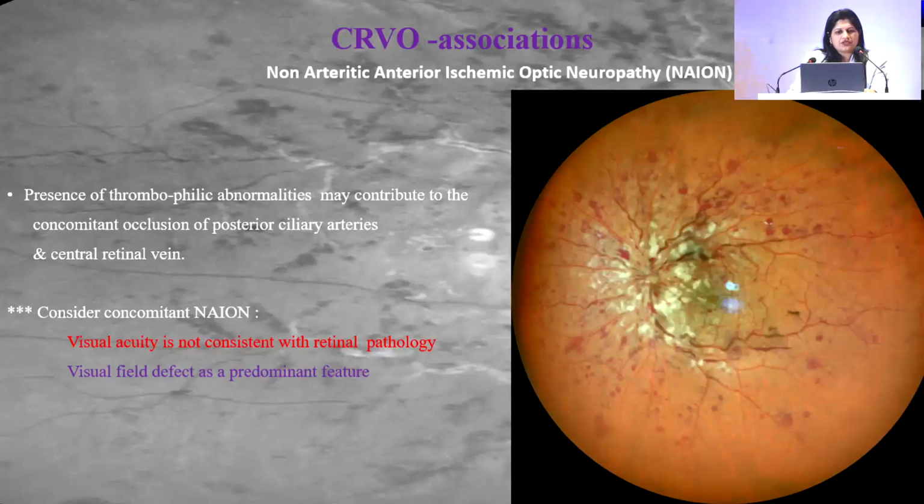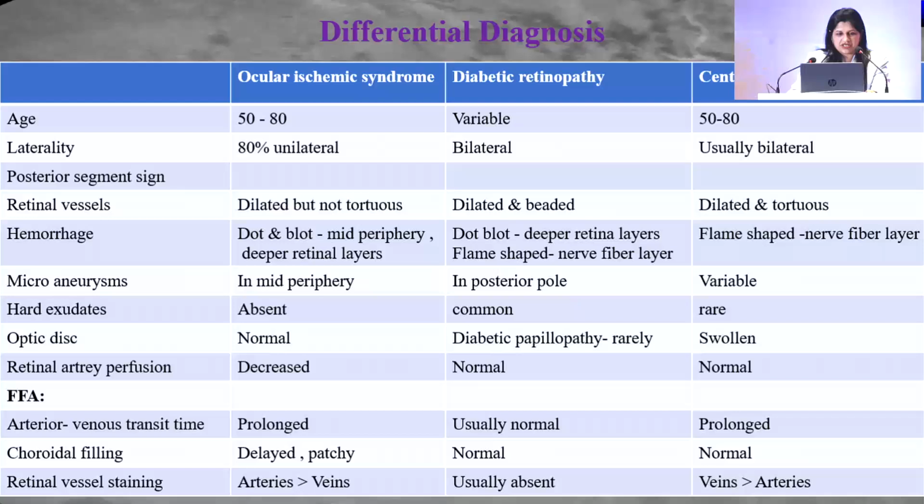Another association is non-arteritic anterior ischemic optic neuropathy. In this, there is profound decrease in the visual acuity, and visual acuity is not consistent with the retinal pathology which you are seeing. And visual field defects are a predominant feature in this association.